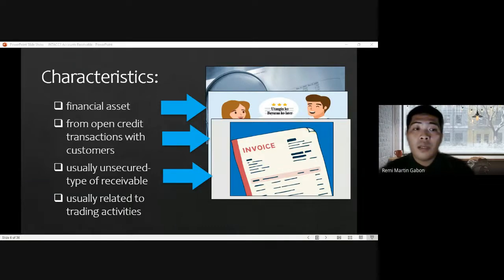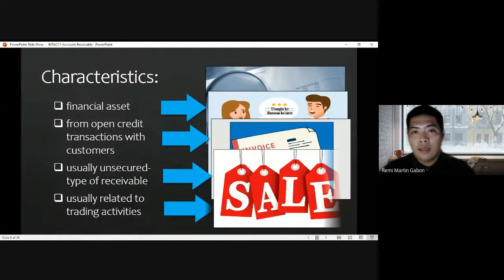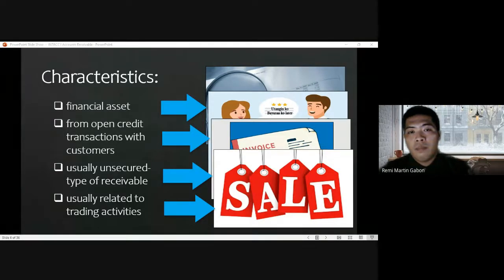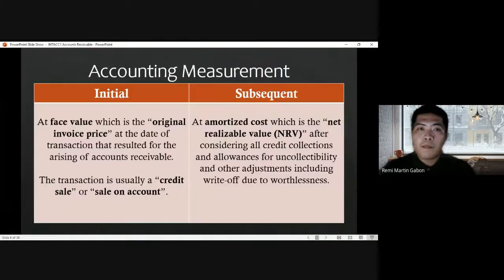And accounts receivable, they are usually related to trading activities. So if you are selling your goods or providing services, accounts receivable may arise to that transactions. Okay? Accounting measurement. So for accounting measurement, we initially measure our accounts receivable at face value. The face value is regarded as the original invoice price at the date of transaction. Okay, the transaction that we are referring to here is the credit sale or the sale on account.